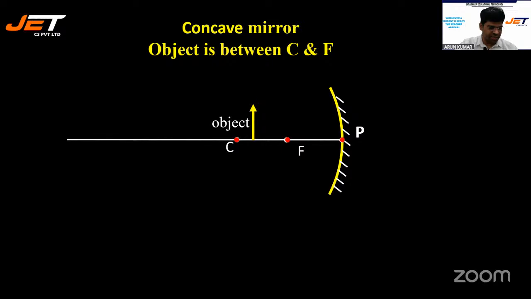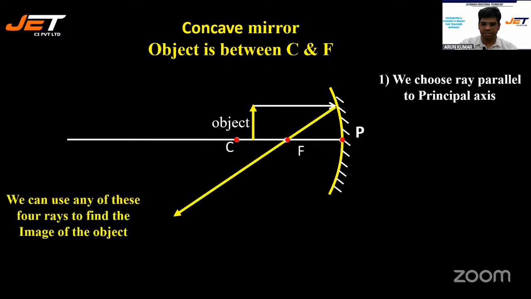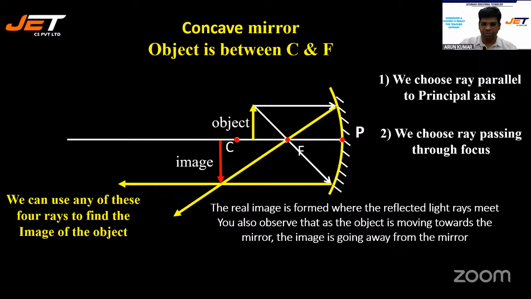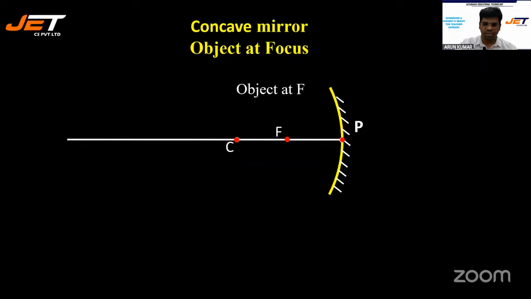Yes, Raghu, that's absolutely right. Lucky is right. Okay, look at this. The object is between C and F. Image is formed beyond C, real, inverted, and magnified. We also observe that as the object is moving towards the mirror, the image is going away from the mirror. When is it at F exactly? Yes, Rekha, Bindu, Reddy, Raghu. All of you are right.